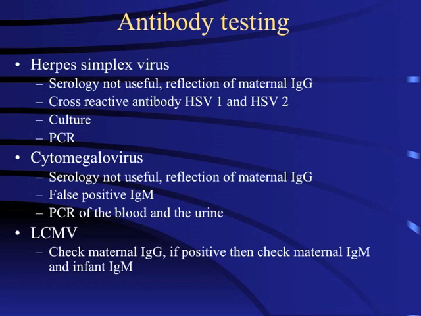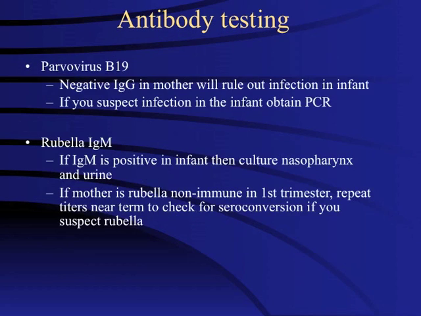With CMV, the serology is again not useful. It's usually a reflection of maternal IgG. You can have a false positive IgM, but you can do PCR of the blood and the urine, and that can be very helpful. For LCMV, you can do a maternal IgG, and if that's positive, then you can check the maternal IgM and then the infant IgM.